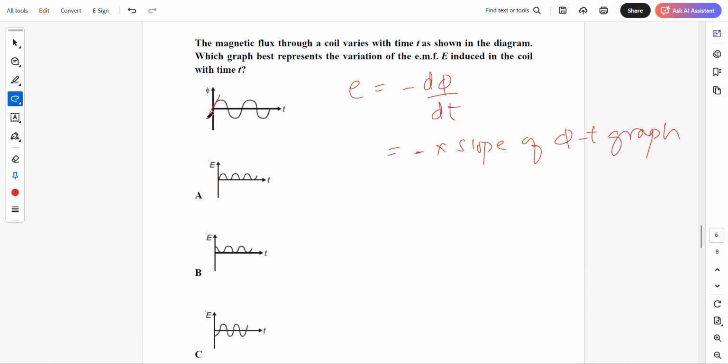Slope is positive here, so E becomes negative. Slope is 0 here and slope is negative here, so E becomes positive. When slope is positive, we get negative. You are getting negative here. Slope is 0 here, and then slope is positive and negative. Hope you understood. This is the right answer. You are going to get a graph like this. This is the EMF induced, E, and this is T. Hope you have understood this.